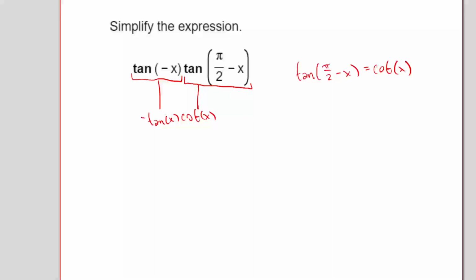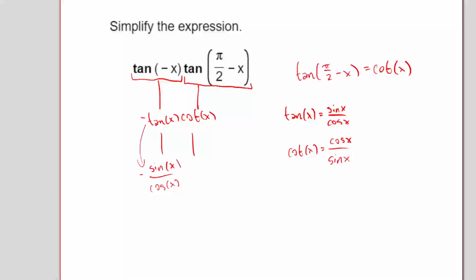Alright, now what I'm going to do is write both of these in terms of sine and cosine. Now we know that tangent of x is equal to sine x over cosine x, and we know that cotangent of x is equal to cosine x over sine of x. So I'm going to write this as negative sine x, this negative moves down here, sine x over cosine x times cosine of x over sine of x.